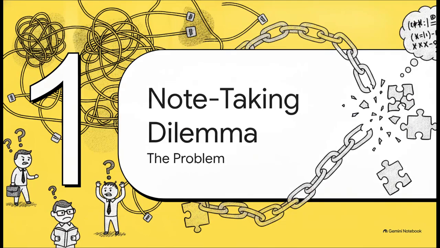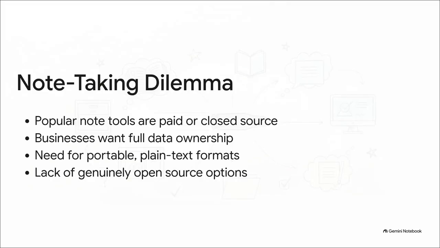Section 1. The Note-Taking Dilemma. All right, let's just dive straight into this. So, networked note-taking tools are incredibly popular right now, and for good reason. But a lot of power users, small business owners, and consultants are suffering from a really frustrating dual problem. Heavyweights like Roam Research and Obsidian, they are fantastic tools, no doubt, but they're either paid, closed source, or both.